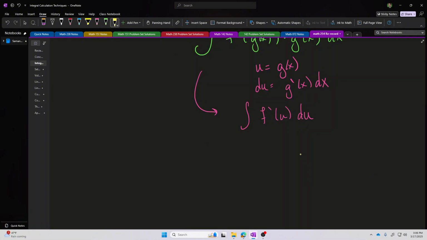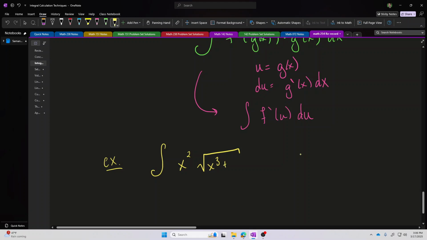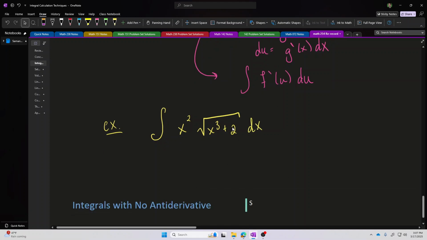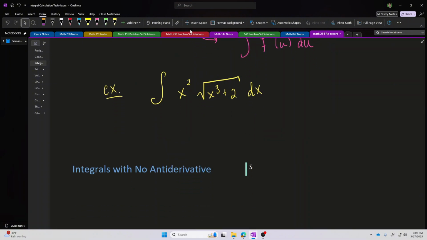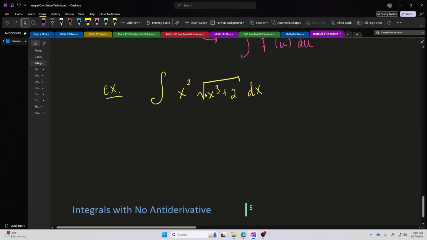To give you an example of a problem that I would definitely approach using u substitution, if someone asked me for the indefinite integral of x squared times the square root of x cubed plus 2 dx, I see I have an inner function here, x cubed plus 2, on the inside of this square root. And I have something very closely resembling this inner function's derivative outside multiplied by that square root.